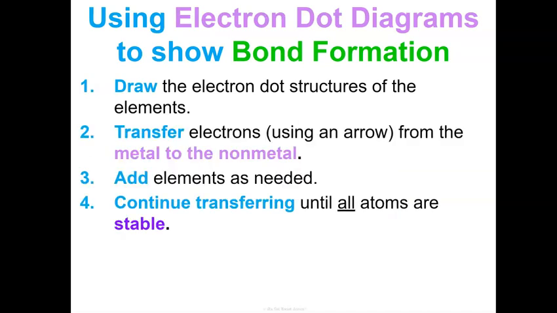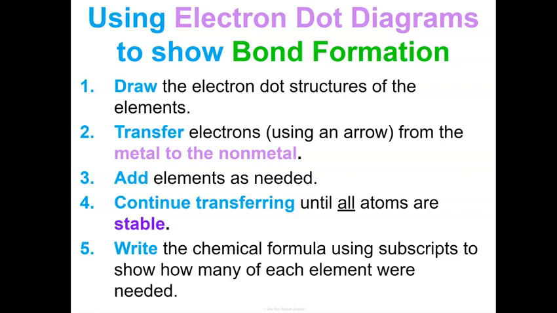Now we get to the fun part. So that's how you do a single element. You also get to do electron dot diagrams to show bond formations. So the first thing you're going to do is draw the electron dot structures for the elements. Then you're going to transfer the electrons using an arrow from the metal to the nonmetal.